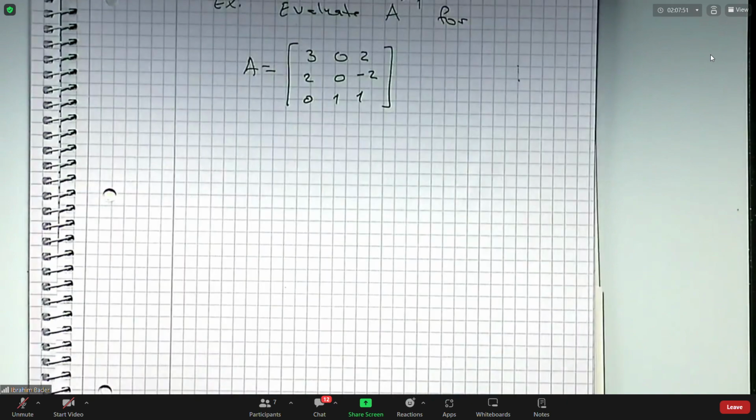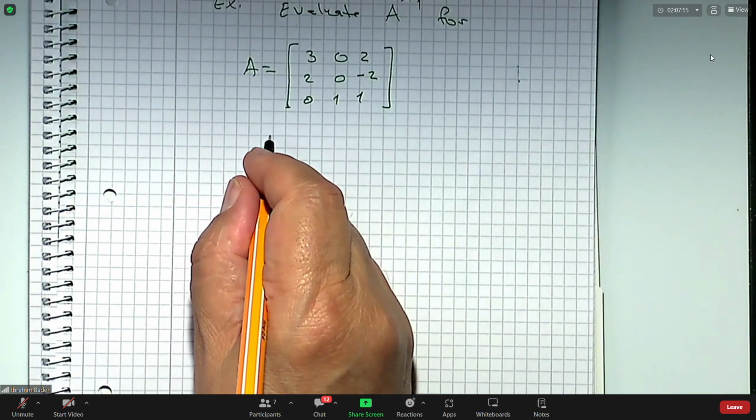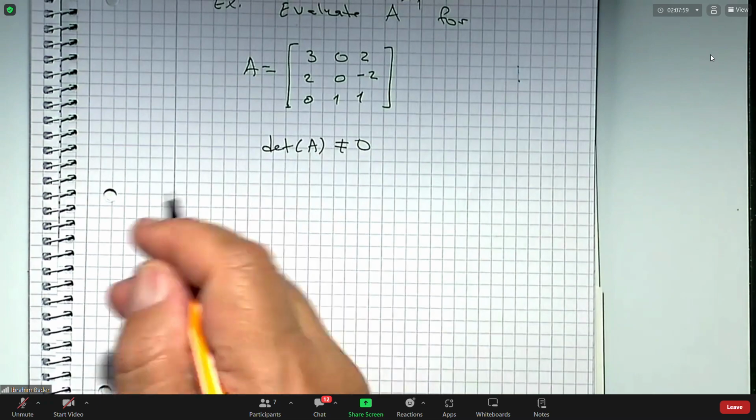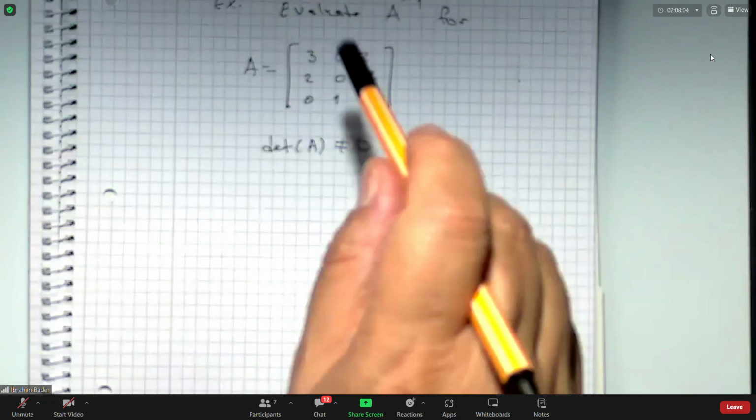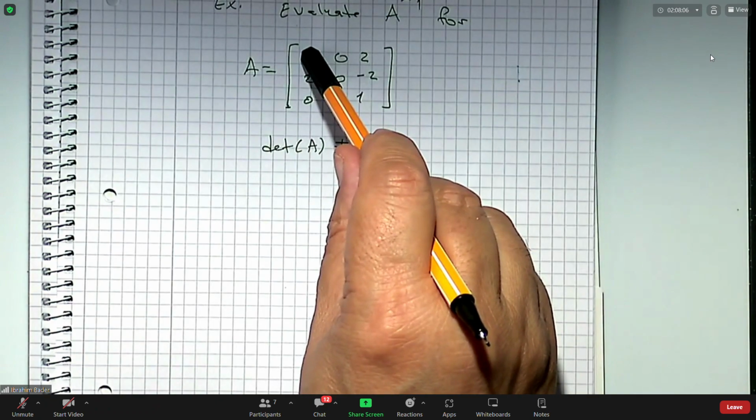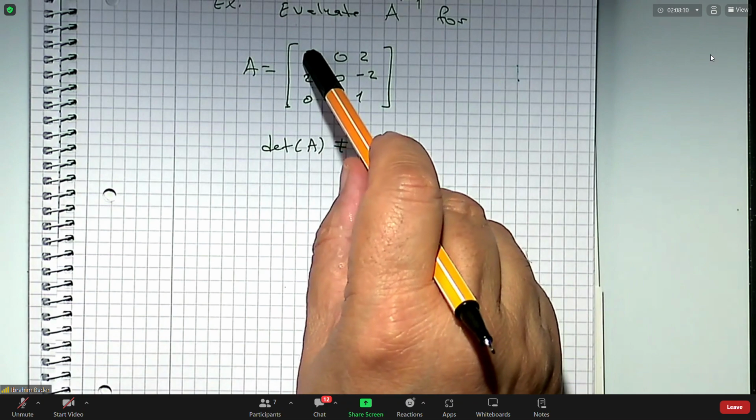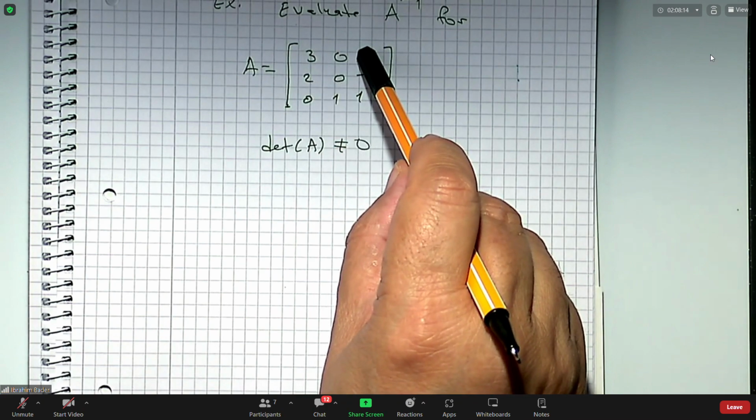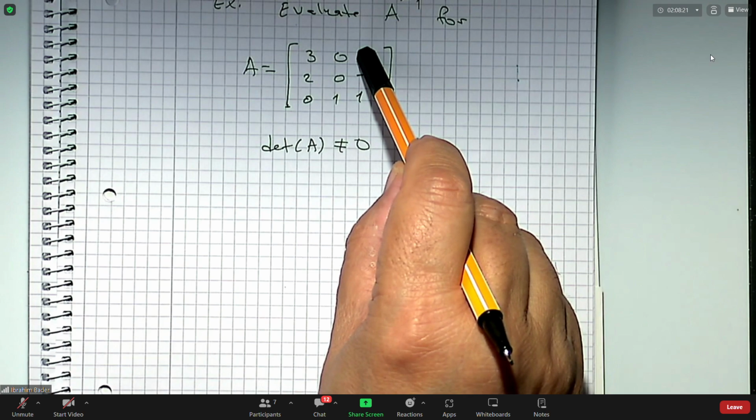Now the first step: evaluate the determinant of A is not equal to 0. I just assume that you know how to evaluate this determinant. It's actually straightforward. So here 3 times 2 minus 0, so 6. And here you have 0, of course. Here you have 2 times 2, 4. Right?